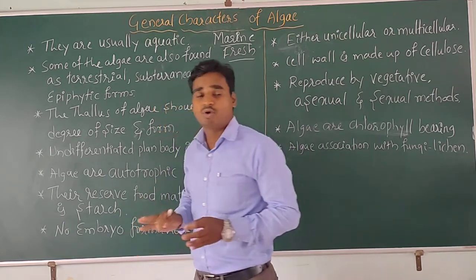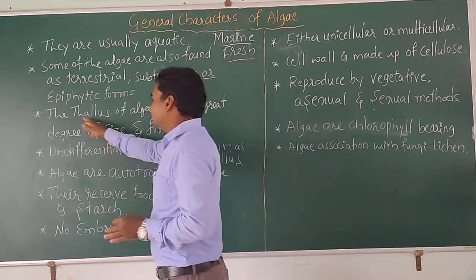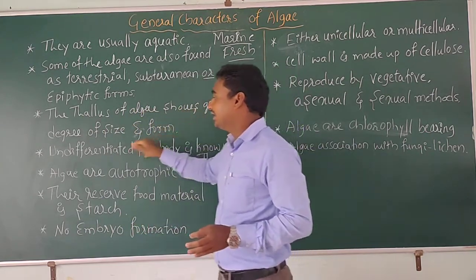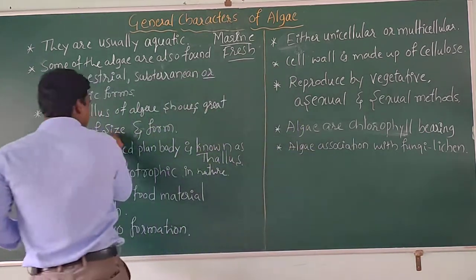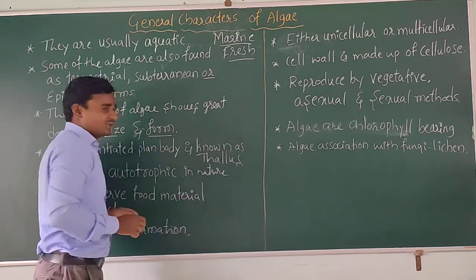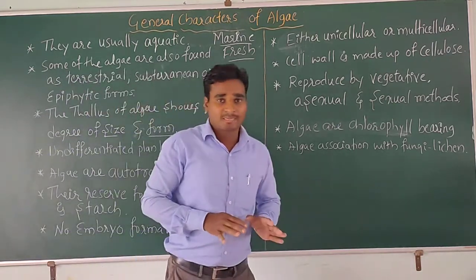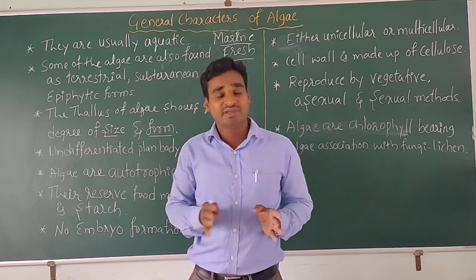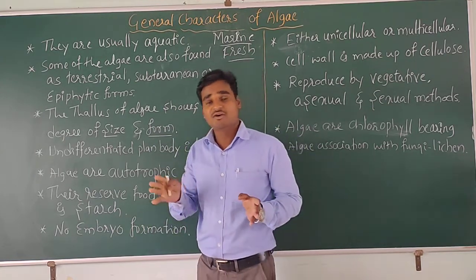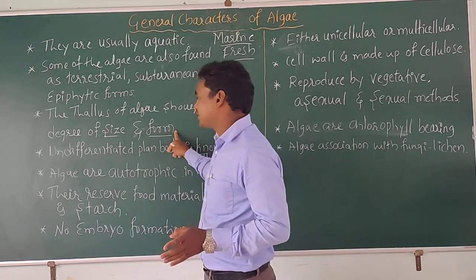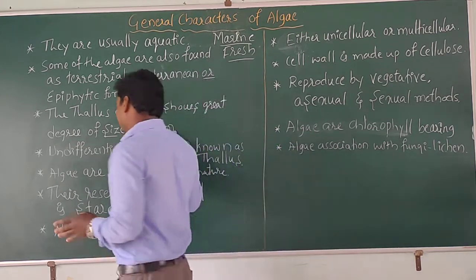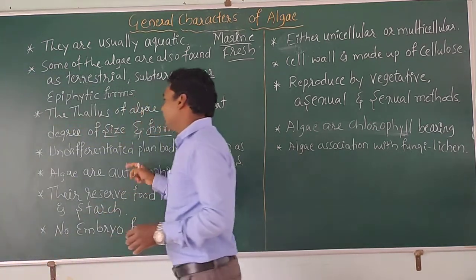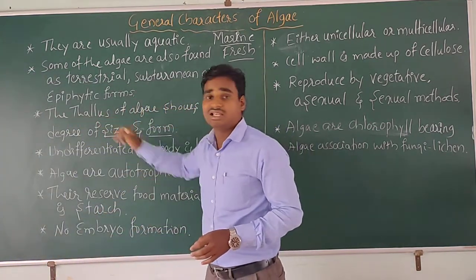And the next point, the thallus of algae shows great degree of variation in size and form. The thallus structure of the algae has many sizes and forms. The structure also differs, and different structures are formed. The next point is the meaning of thallus.